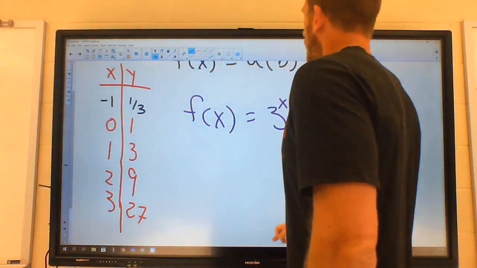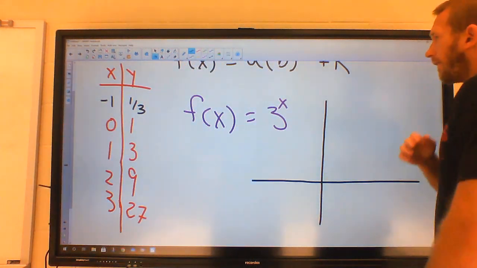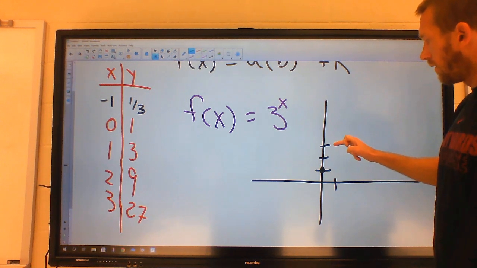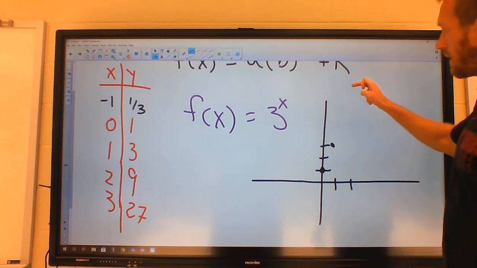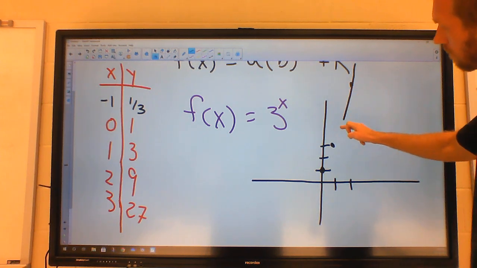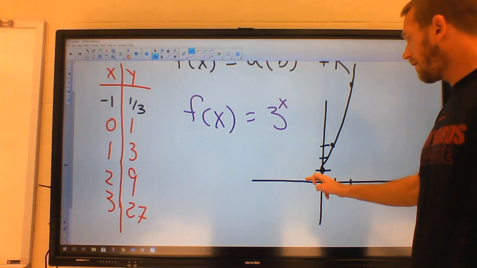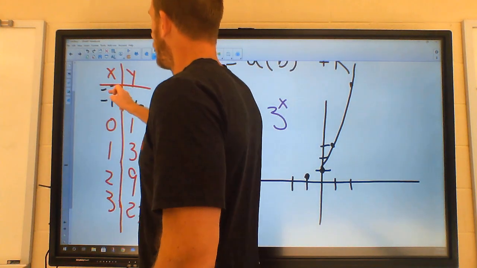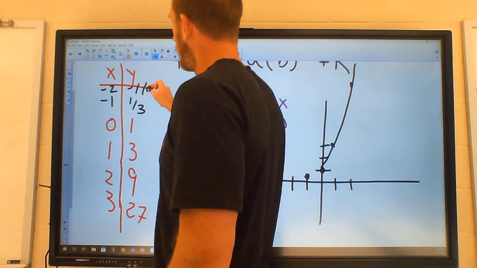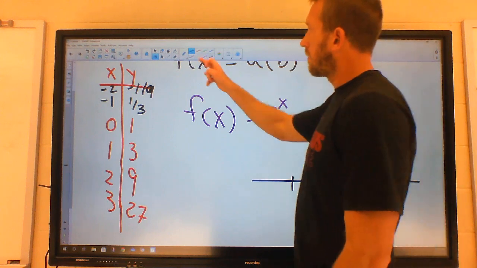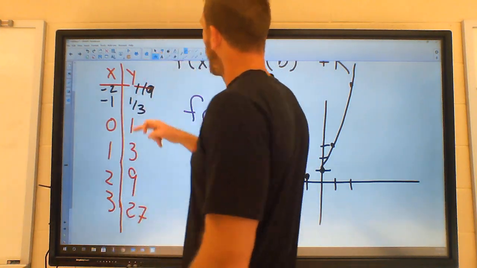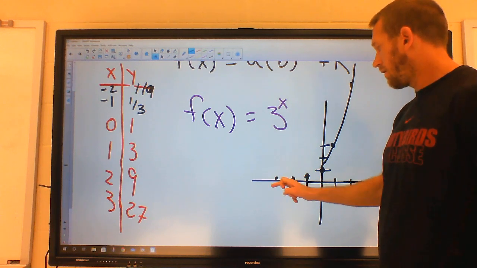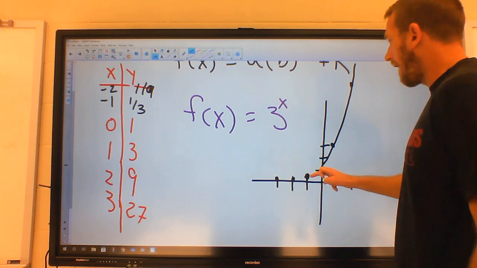But if you plot this example on a graph, okay, we have the coordinate 0, 1, 1 comma 3, 2 comma 9, so it's starting to grow pretty steep. Okay, over here, -1 comma 1/3. If we went to our -2, that would be, sorry, +1/9. Okay, so I'd have boom 1/9, and it would get closer and closer to basically the flat line of 0.